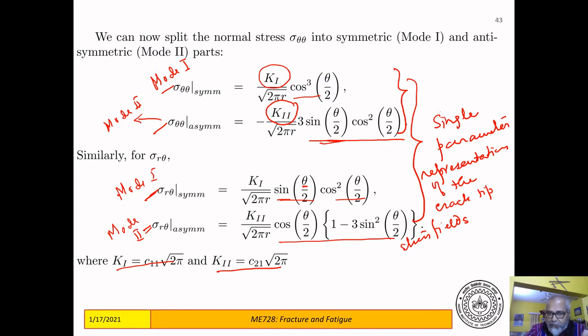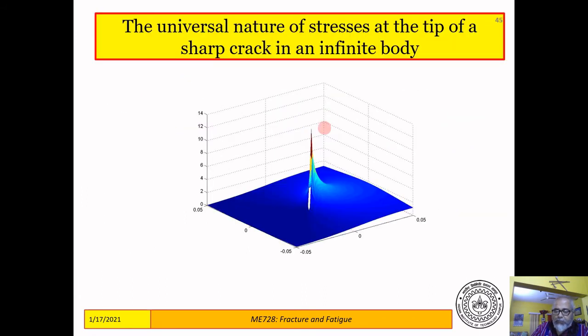R has a representation as 1 by square root of r, and there's an angular term. So this is the angular term. Each stress component has a different angular term, and there's a universality here that as you approach the crack tip, all the stresses go to infinity. And if you look at it in 3D, this is how a typical stress component will look. So any stress sigma ij will always have this singularity as you get close to the crack.